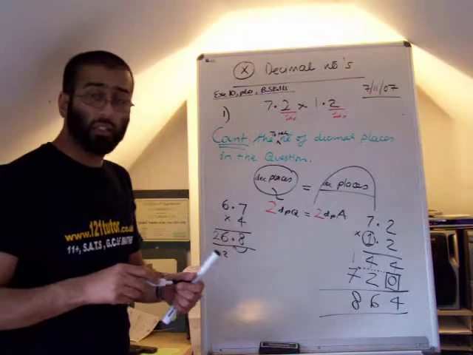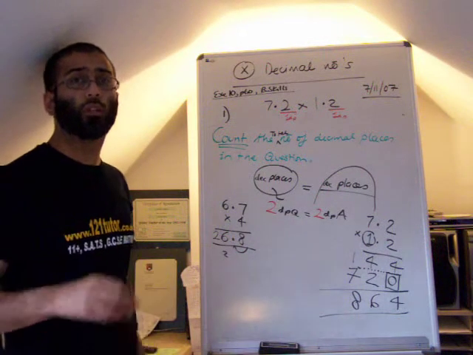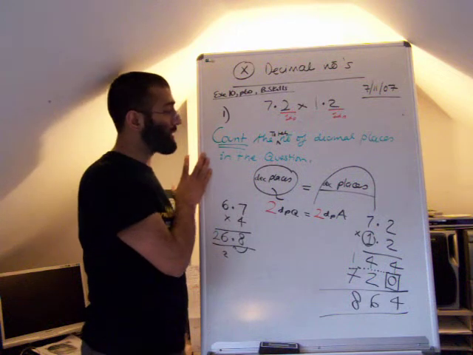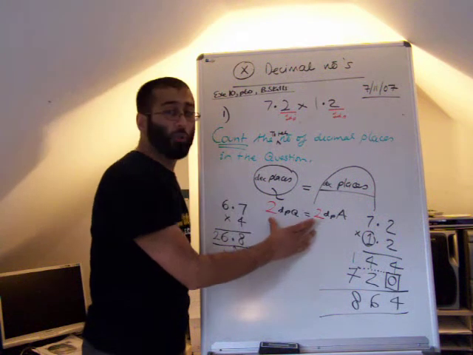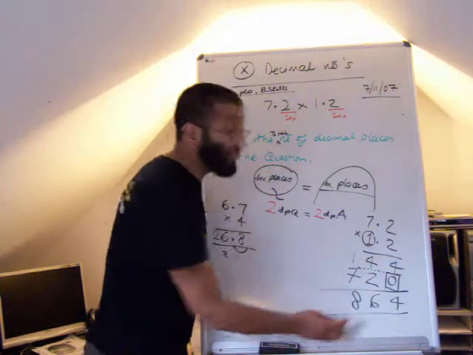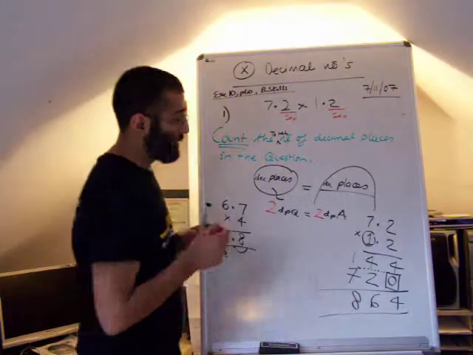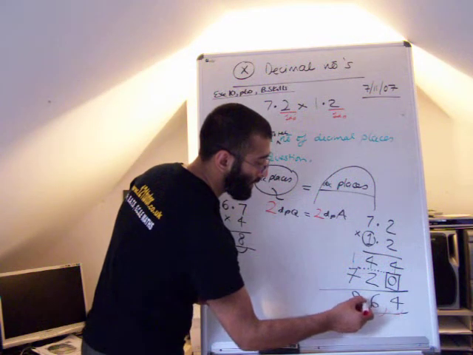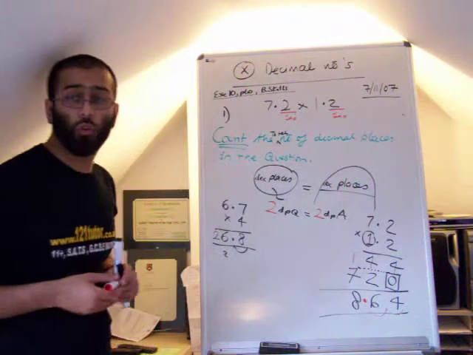Now here comes the important thing. Where does the decimal point go? According to the rule that we discussed in the beginning, our decimal point should go to give us 2 decimal places. So 1, 2. So our decimal point should go there.